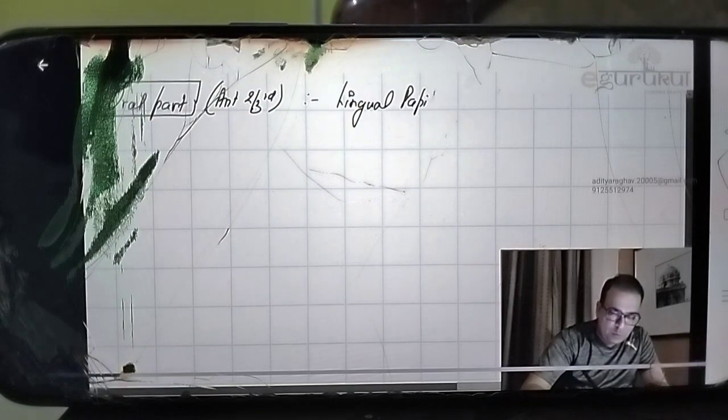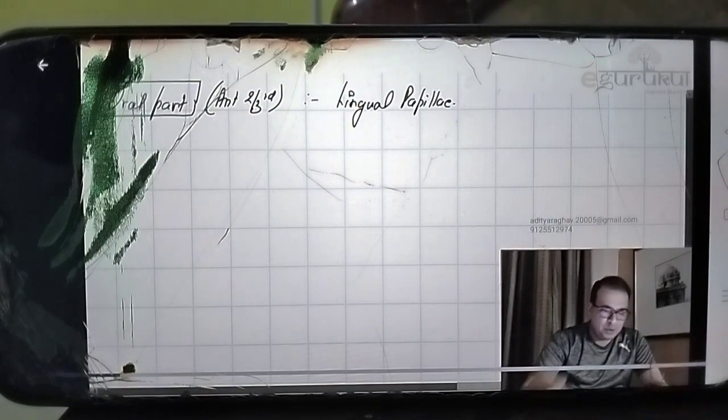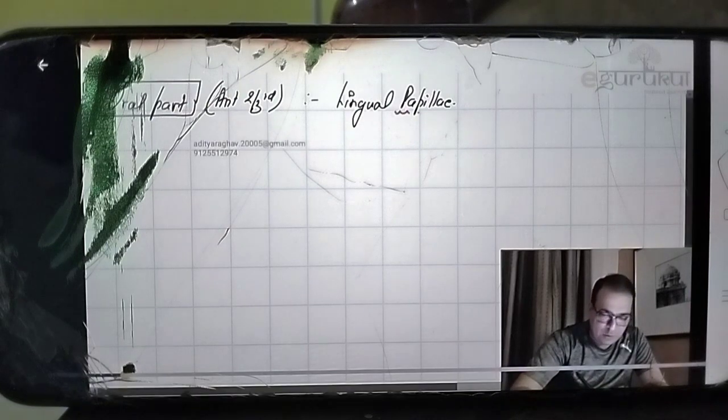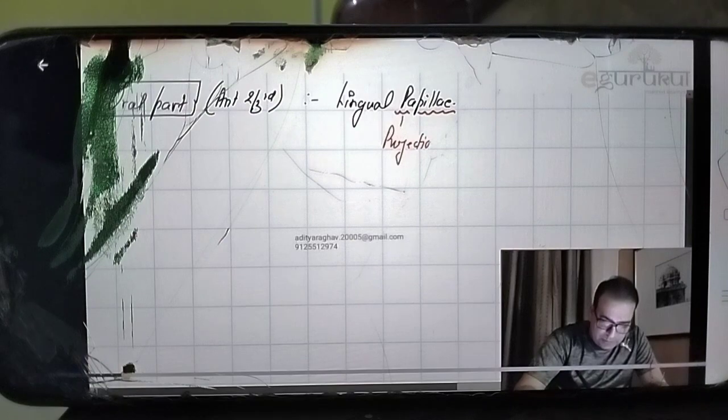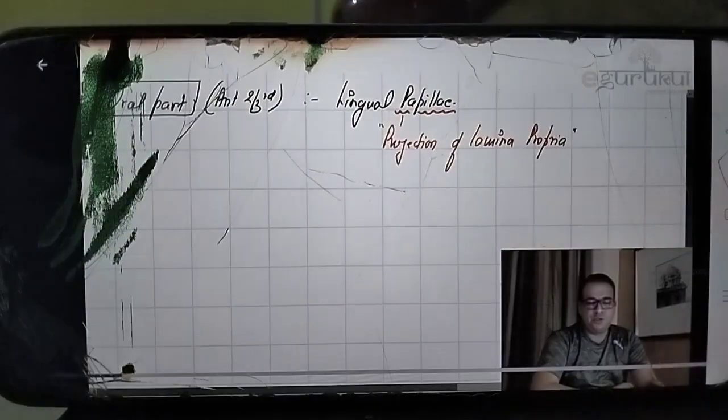The lingual papillae, on which the taste buds will be located, will be there. So basically, when you use the word papillae, and this will come up in histology also, they are the projections of the lamina propria. So papillae here is for the projection of lamina propria.